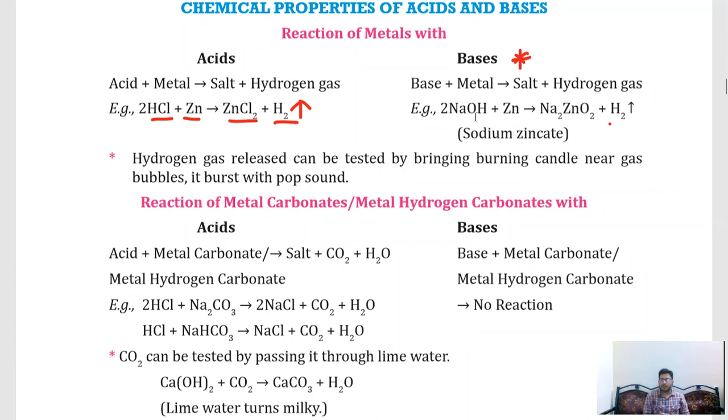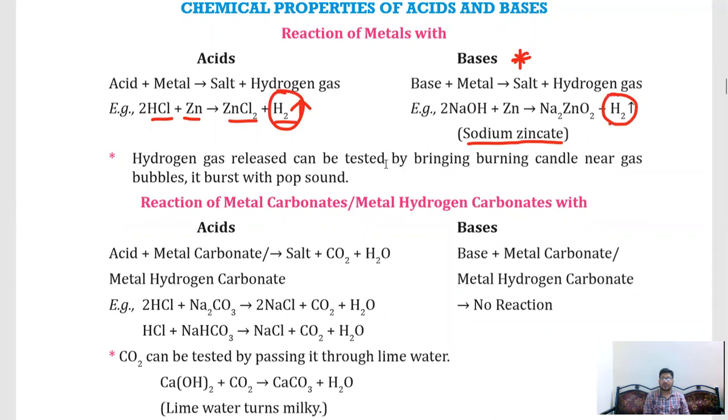So for the base, you have to take a strong base. It is not possible for all the remaining bases. It is possible only for a strong base, that is sodium hydroxide, plus if you add the metal zinc, you get a salt, Na2ZnO2, known as sodium zincate. Of course, hydrogen gas is produced. Now, if you observe, hydrogen gas is produced in both cases, so they might ask you, what is the test, what is the indication for hydrogen gas?